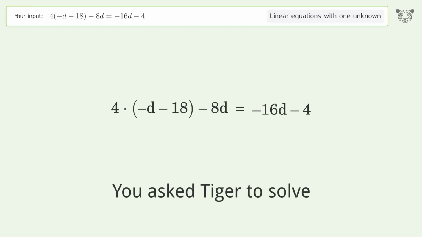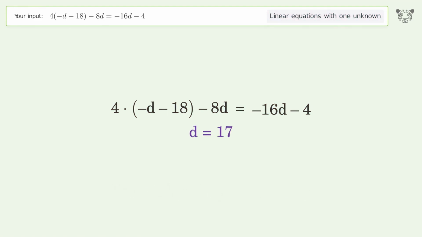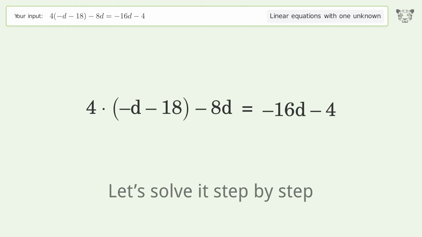You ask Tiger to solve. This deals with linear equations with one unknown. The final result is d=17. Let's solve it step by step.